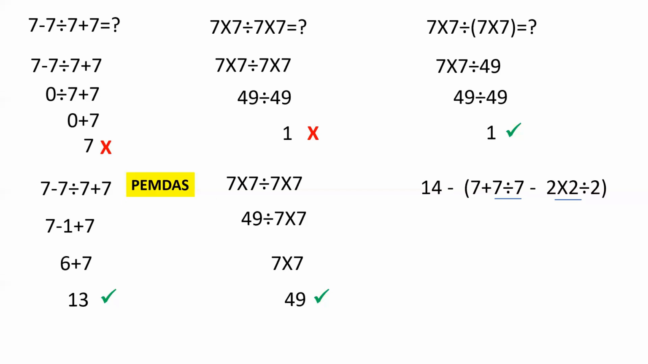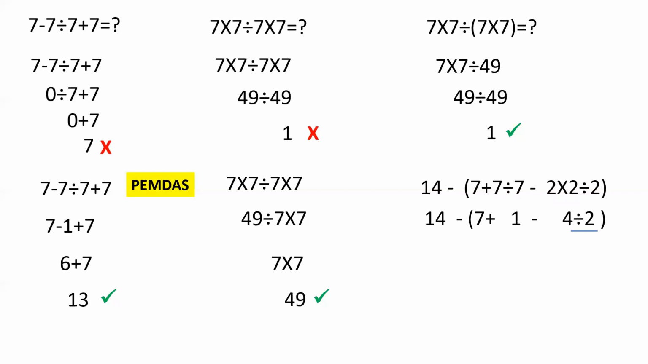Now we look at the clusters of the expressions that have the combination of division and multiplication, or just division. So those two are underlined here. So that's the one where we start with when we evaluate the expression within the parenthesis. So 7 divided by 7 gives us 1, and 2 multiplied by 2 gives us 4. So we are left with 7 plus 1 minus 4 divided by 2.